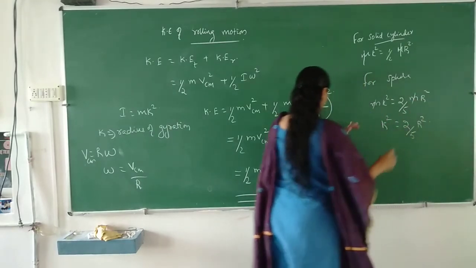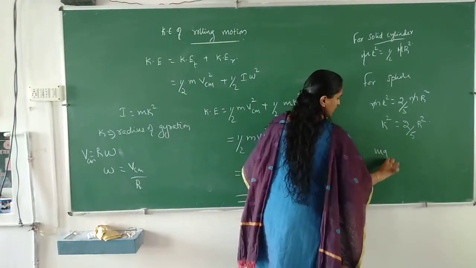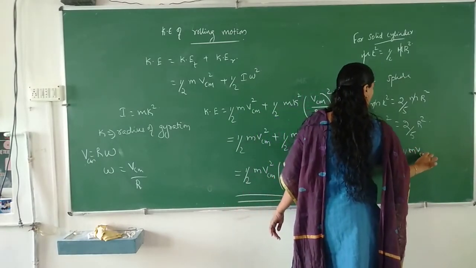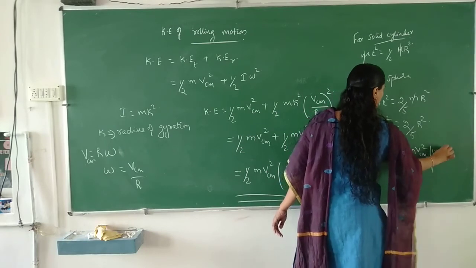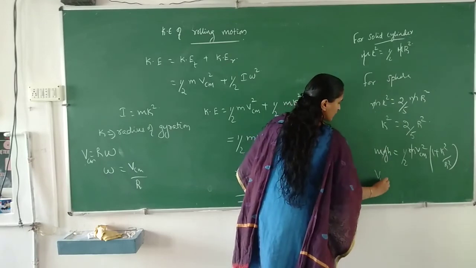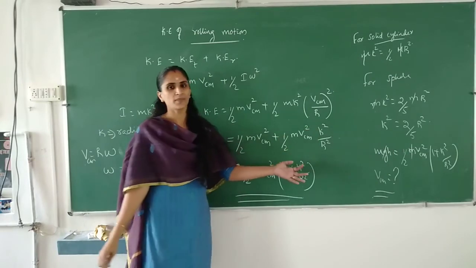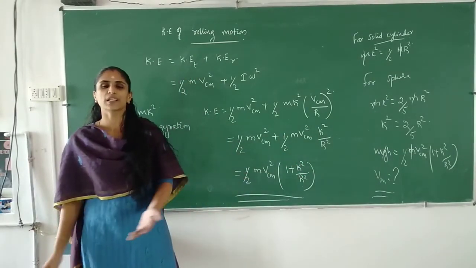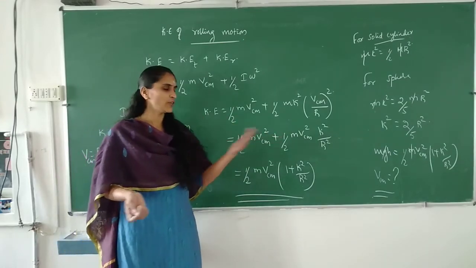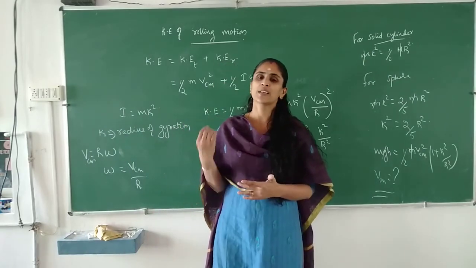Okay, so that you can substitute here, and kinetic energy can be equated to mgh. So mgh is equal to half m Vcm square into 1 plus k square by r square. From this you can find Vcm. Velocity can be calculated for different objects, and by using that you can say which will reach first or which will reach last. In the textbook that example is given, you can go through it and try to solve it. If you couldn't understand, contact me.